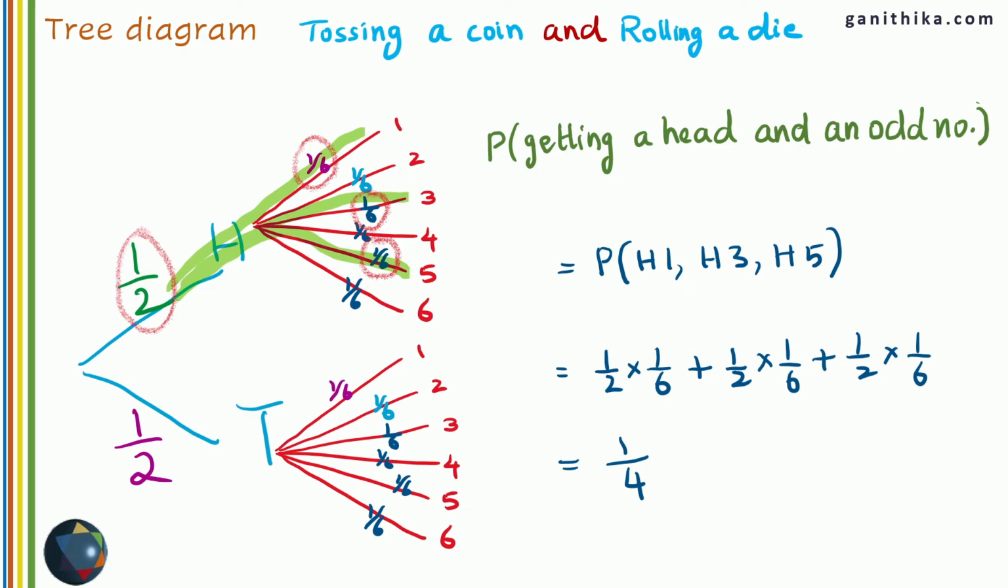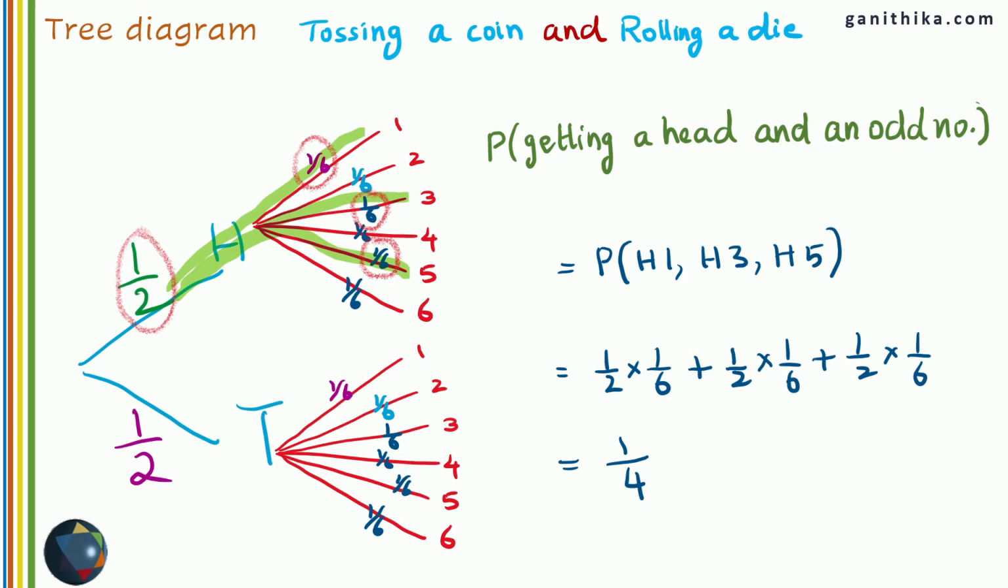So you can also find getting a head and an even number in the same way, or getting a tail and an even number or odd number or number less than 4. You can have many events from this particular experiment. Accordingly, you should choose the branch, multiply the branch and add the options. This is what you need to take away from this particular section of this video.